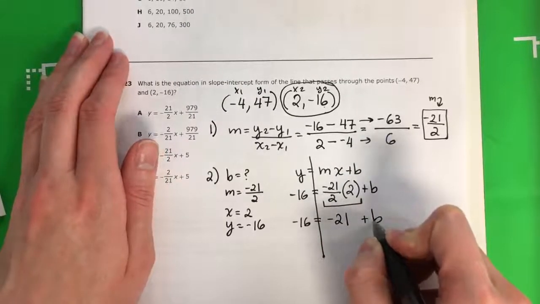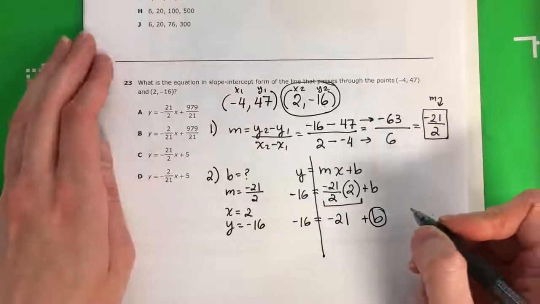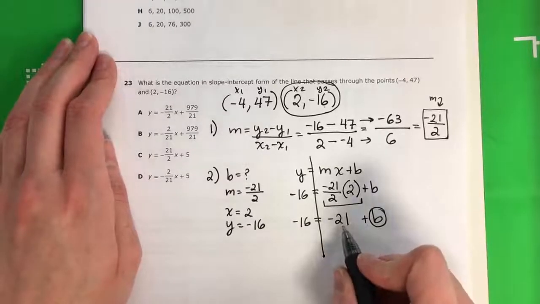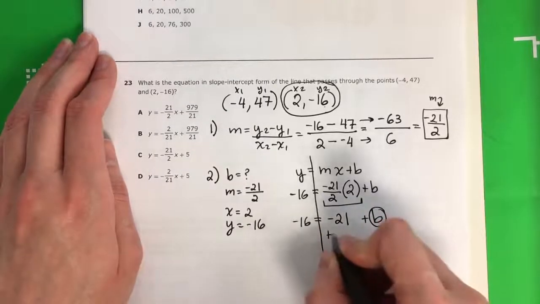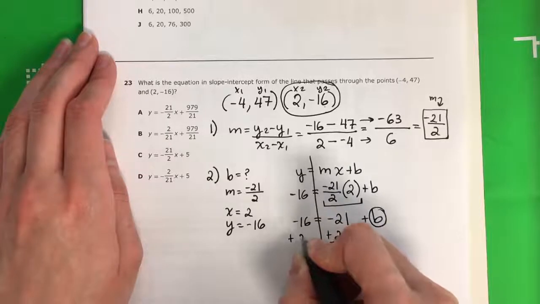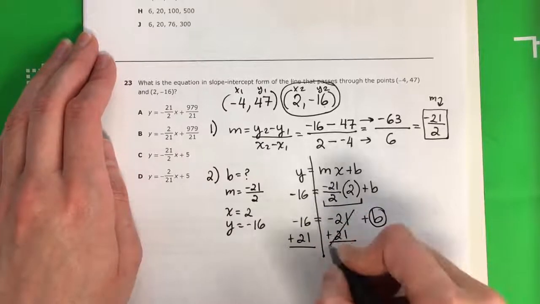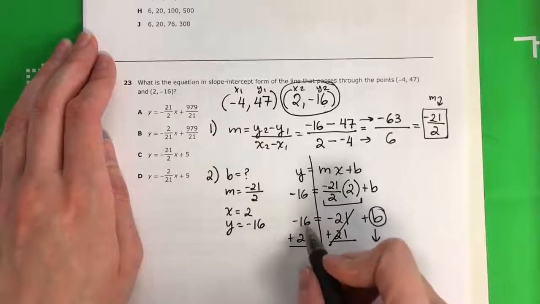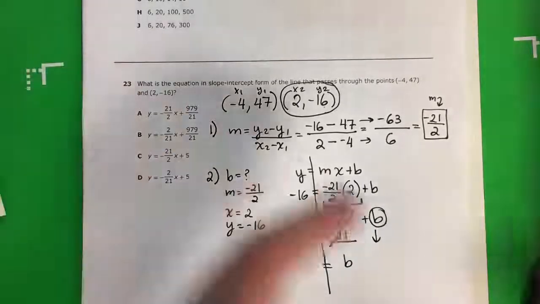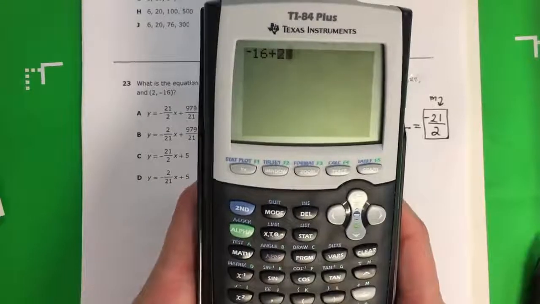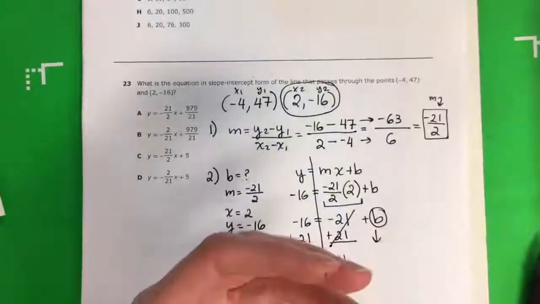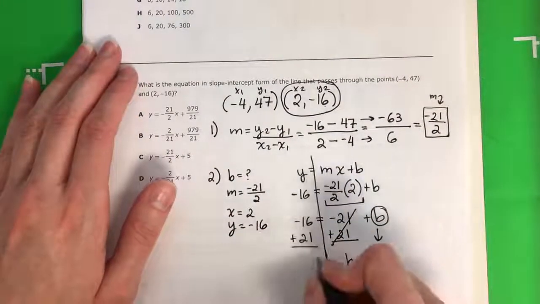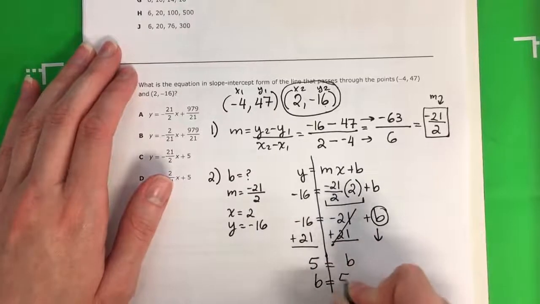Copy plus b. Now I want b alone. What is with b? Negative 21. The opposite of negative is plus, so plus 21, plus 21. This is 0. It cancels. Copy down b equals negative 16 plus 21. That's 5. And we are going to switch. So b equals 5.